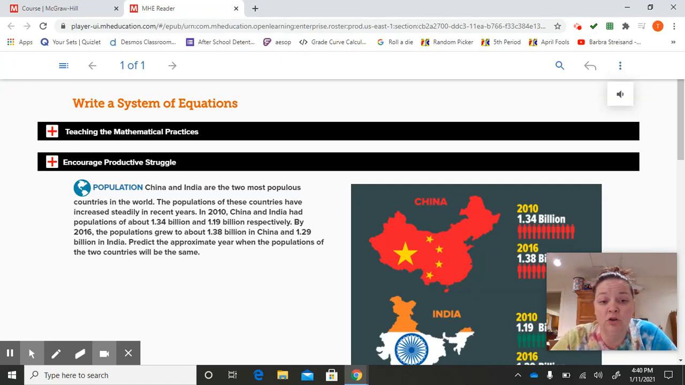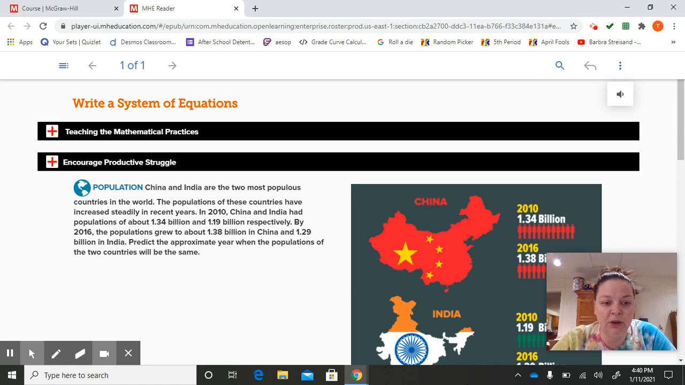China and India are the two most populous countries in the world. The populations of these countries have increased steadily in recent years. In 2010, China and India had populations of about 1.34 billion and 1.19 billion, respectively. What that means is that because we said China first and then India, the 1.34 is for China and the 1.19 is for India because they go in the same order.